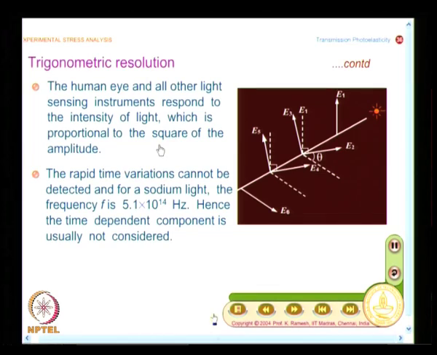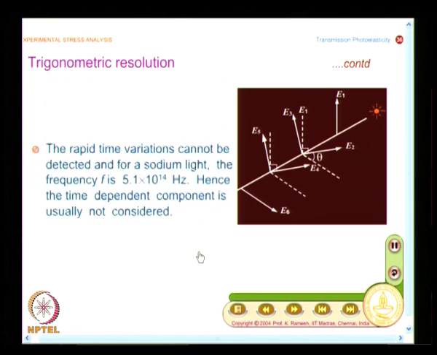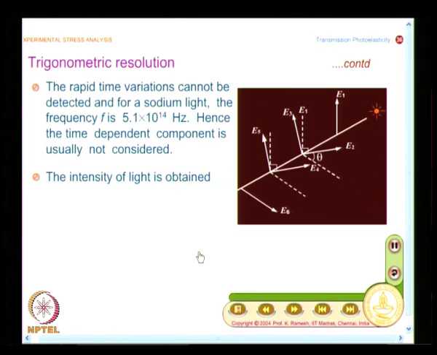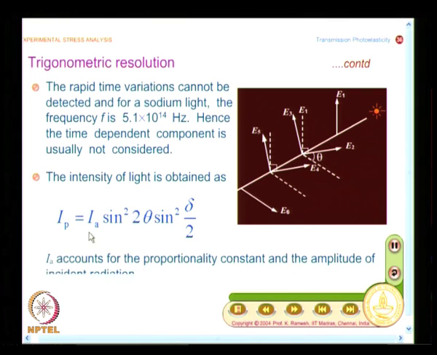So, that will give you, beautifully, an explanation of what we see as fringes in a plane polariscope, and I am not going to do the complete derivation. I am going to give you the final result, which you can have a look at, and you can actually go back and do this as your homework. And I label this as IP, the P denotes it is a plane polariscope, and I get the final expression as IA sin square 2 theta sin square delta by 2.